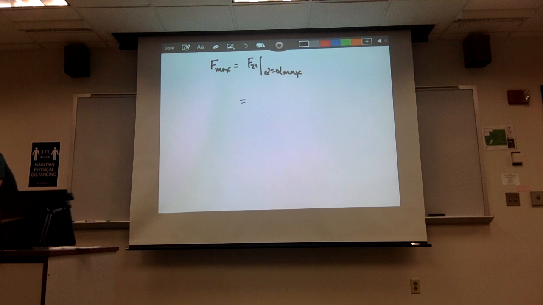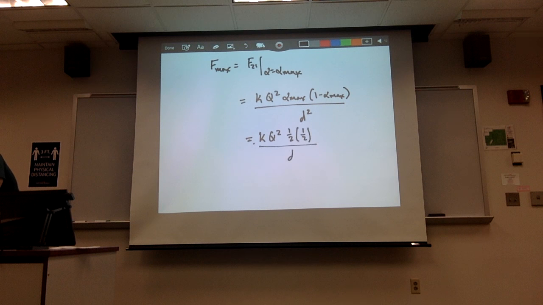So let's plug that in. F max is going to be K times Q squared times alpha max times 1 minus alpha max, all divided by the distance d squared. So this is equal to K times Q squared times a half, all divided by d squared. It's the same thing as KQ squared divided by 4 d squared. So this is my maximum amount of force.